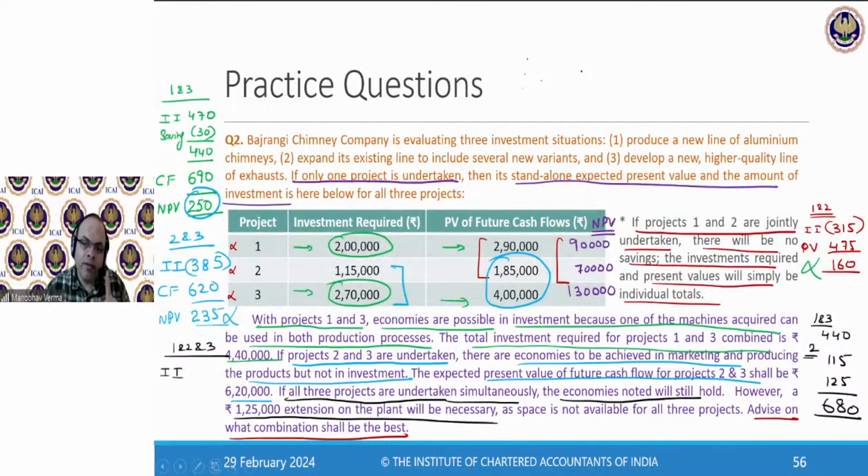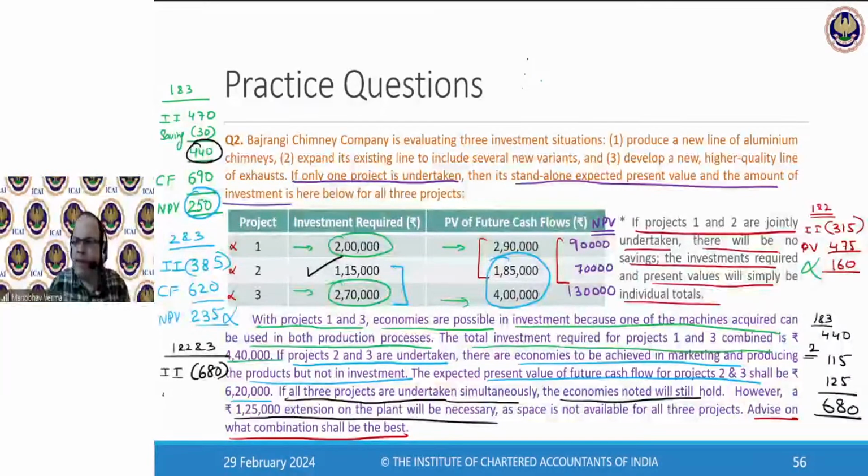How 680? In 1 and 3 there was a saving. We had taken 440 from the top left. Second project 115 is given in the table here, and 125 extra. So the initial outflow is 680, guys.